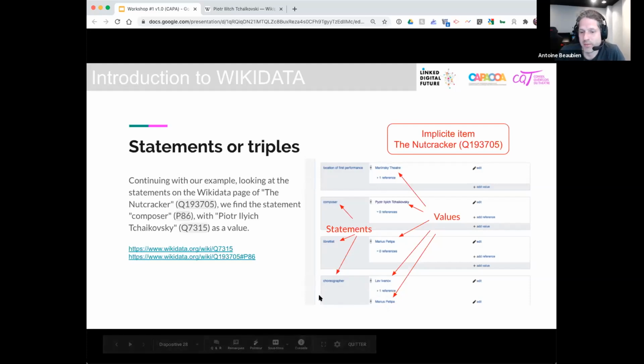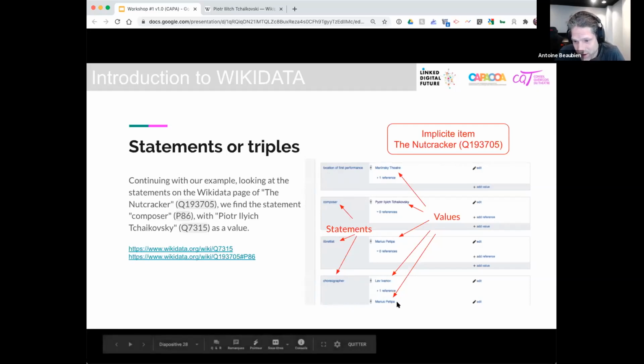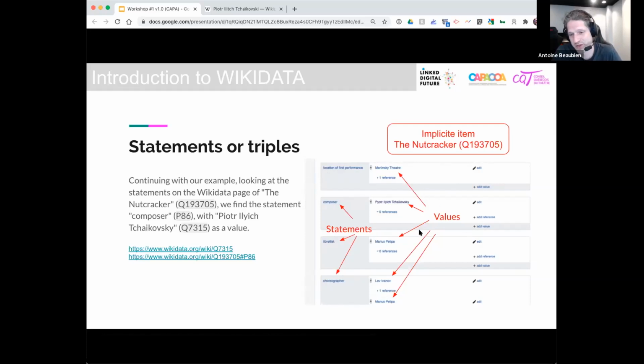So basically, this is two triples. We have here one triple, we have another second one here, we have a third one, a fourth one, and a fifth one. So in this screen snapshot, you can see that there are 5 triples, and those are the 5 values that are pointed to here.